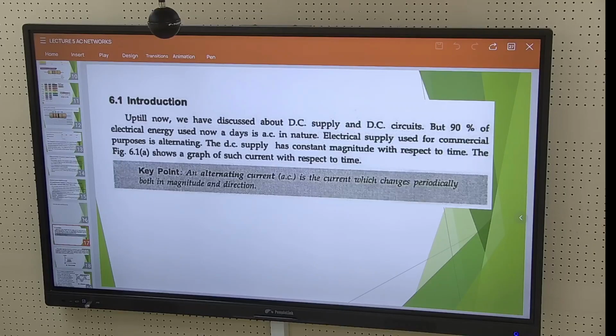Until now, we have discussed DC. As I said, we supplied a DC circuit, but 90% of the electrical energy used nowadays is AC. Almost all big machines in the industry use AC circuits. The electrical supply used for commercial purposes is alternating current. The DC supply has constant magnitude with respect to time, as you can see in figure 6.1, which shows the graph of current with respect to time.